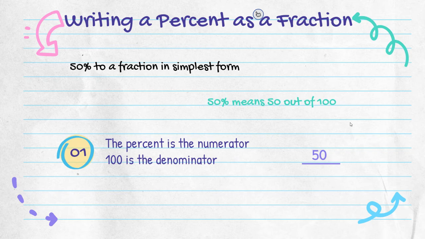The first step is the percent is going to be your numerator and 100 your denominator every single time. The total it is out of is 100, so that's your denominator every single time. Write all that down. So if I have 50%, the 50% becomes my numerator, and 100 is always going to be my denominator.